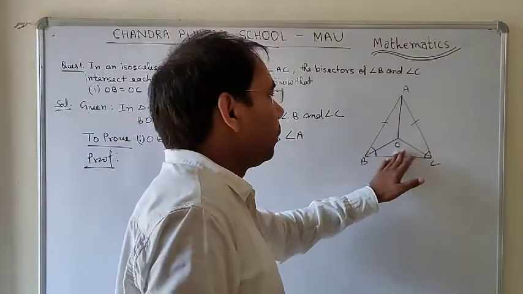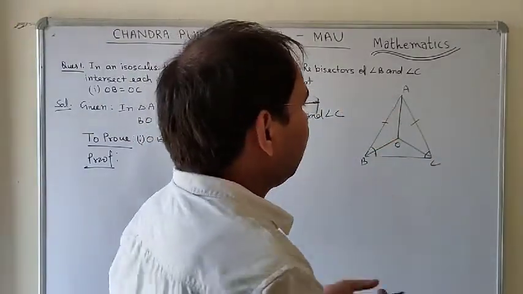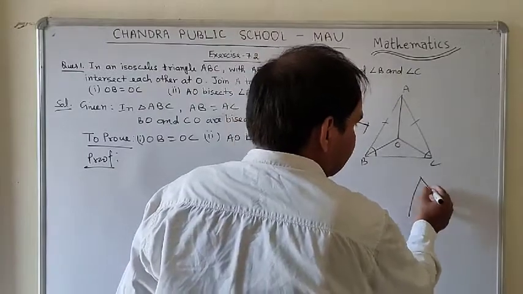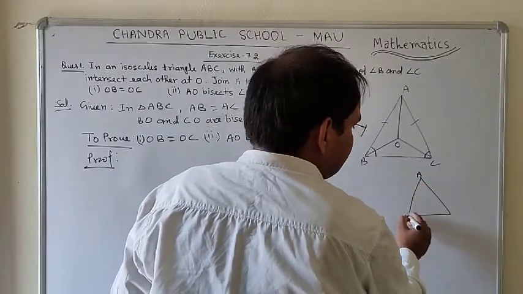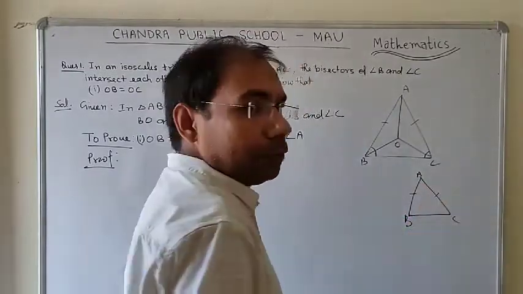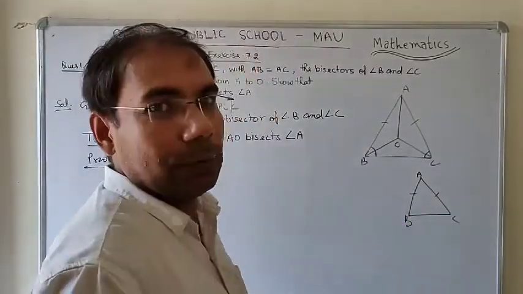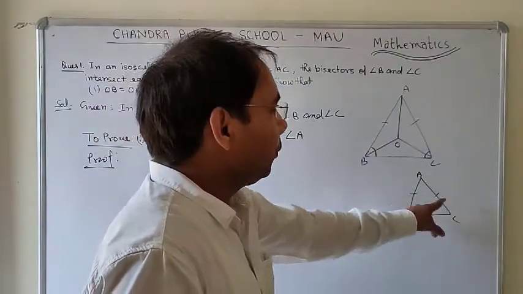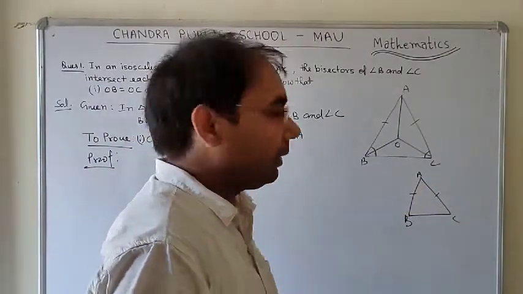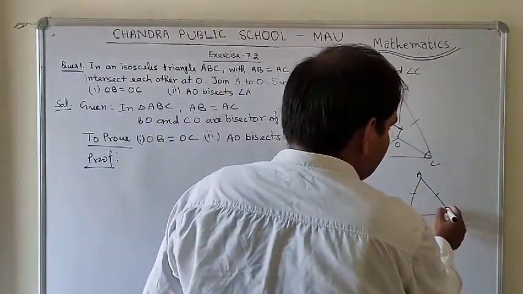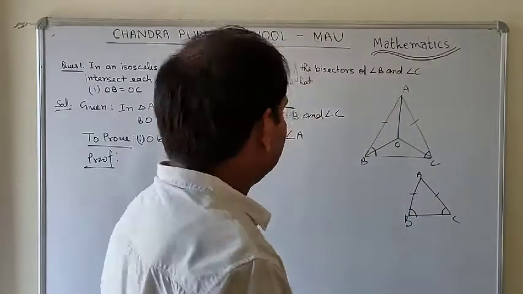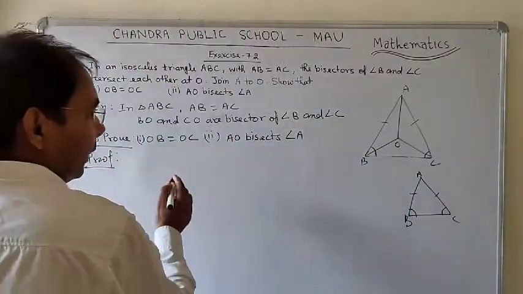If you are going for the proof, the triangle that was given initially was ABC. It was given that AB equal to AC. If AB and AC are equal, there is one theorem you have read: if in a triangle two sides are equal, then their opposite angles are also equal. It means angle B equal to angle C. So here I am going to use that.